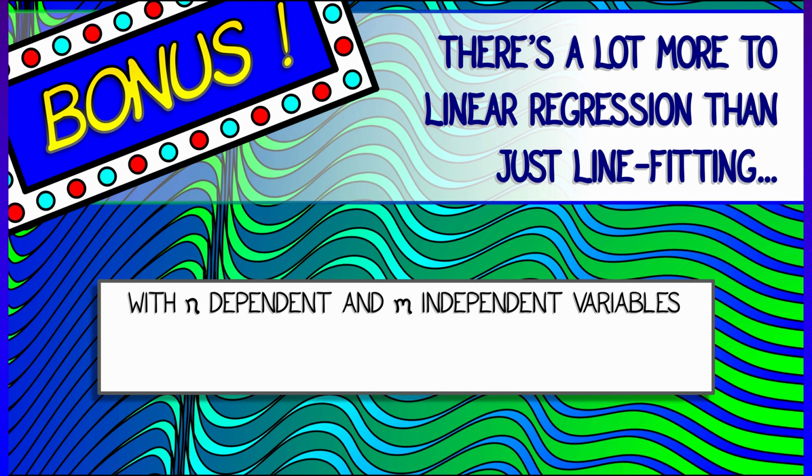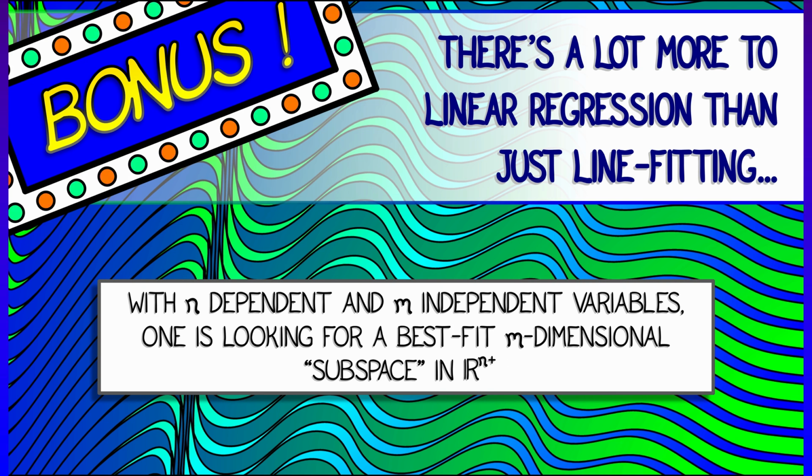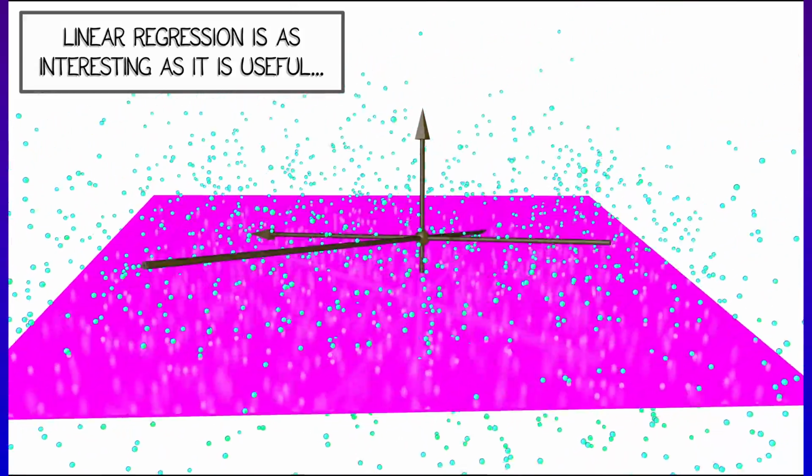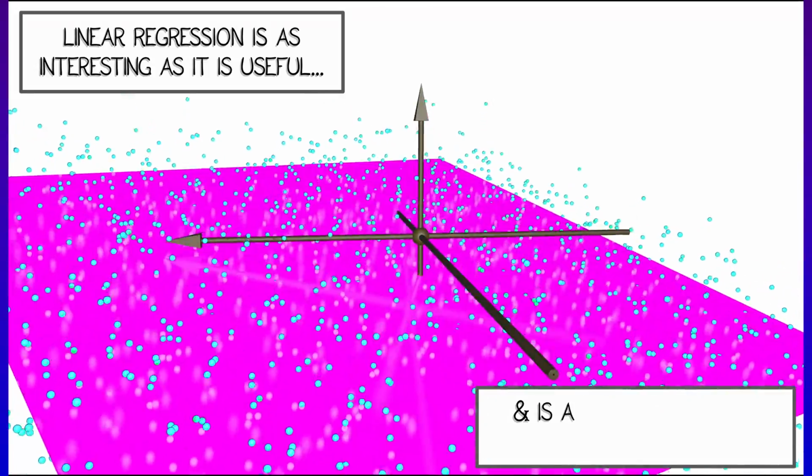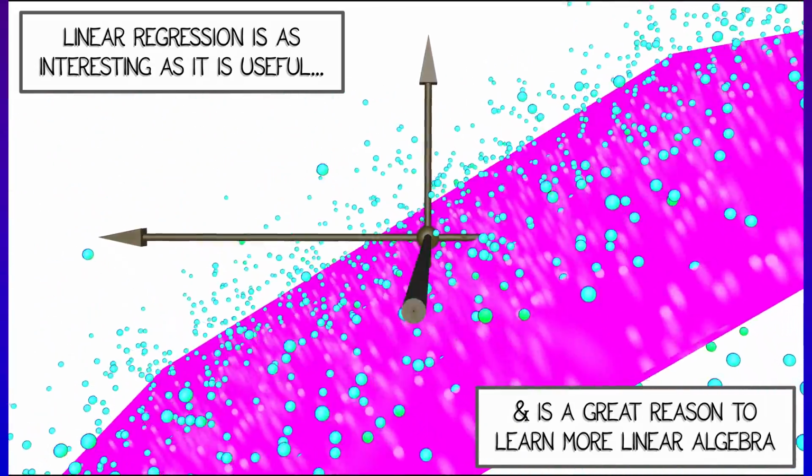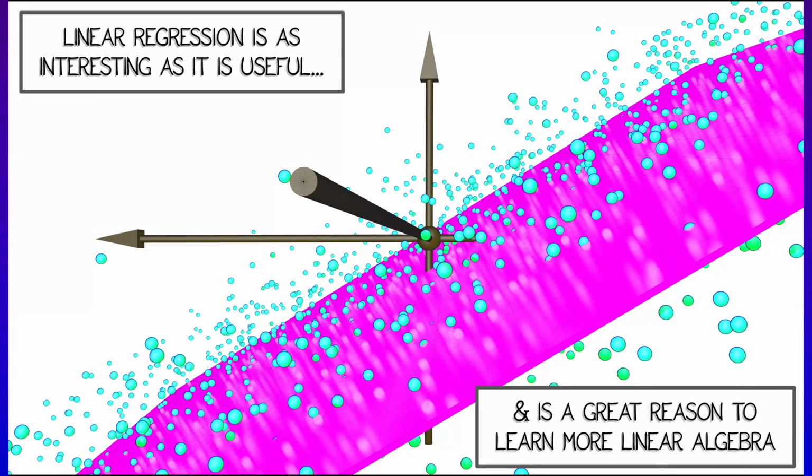If you have, say, n dependent variables and m independent variables, then what one is really looking for is not a best fit line, but rather a best fit m-dimensional subspace inside of a larger vector space. This gets a little bit complicated. It gets into a little bit more of the linear algebra, but that is so perfect. Linear regression is as interesting as it is useful. It's really a great reason to go out and learn more linear algebra.